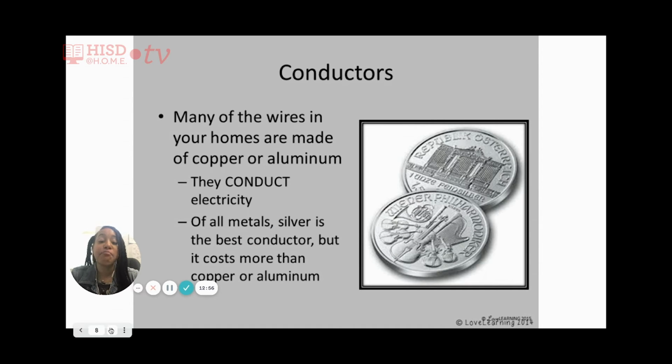Now, conductors. Many of the wires in your homes are made of aluminum. Of all metals, silver is the best conductor, but it costs more than copper or aluminum. And so that makes sense. If it's going to cost more, then we're most likely not going to use it widespread. We're going to find the most effective thing that most people can afford in order to use it. Again, silver is the best, but it is not the most cost effective.